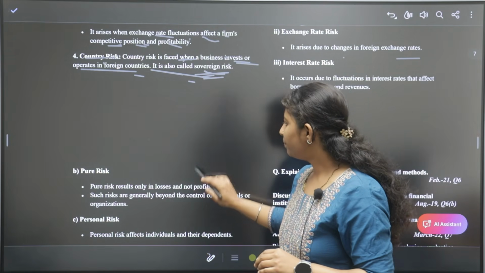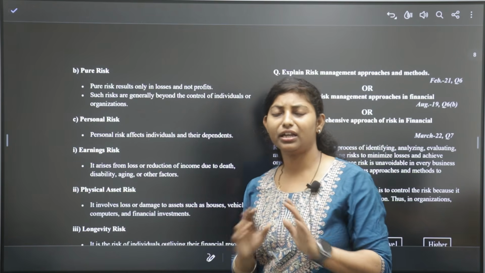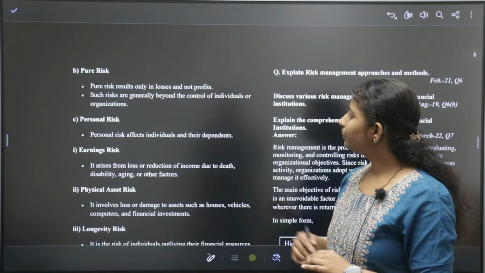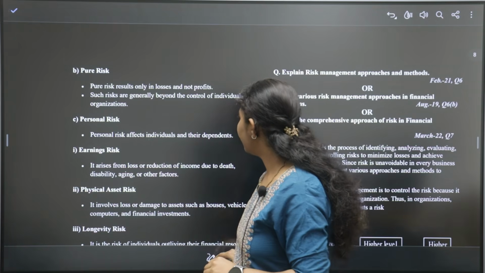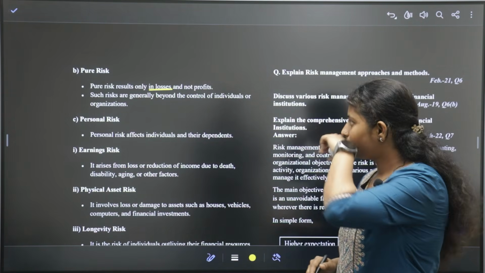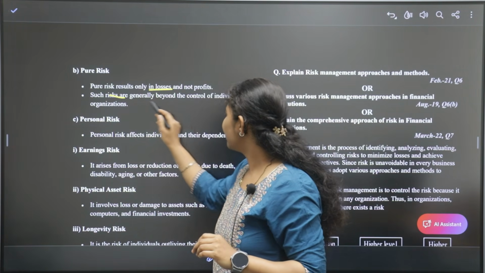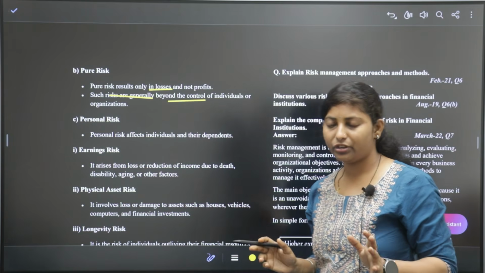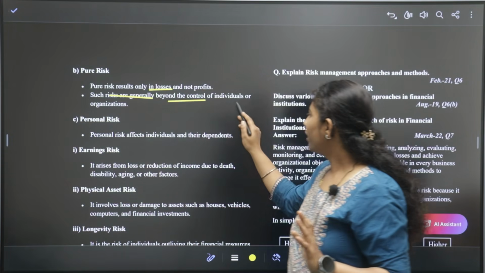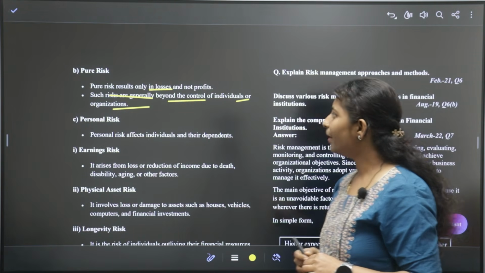Next we have pure risk. Pure risk is nothing but the risk which is unavoidable. It results only in losses, not profits. You cannot control these types of risk. Those risks we say as pure risk. Such risks are generally beyond the control of an individual. We can't control this risk by any individual or any organization. You need to face it. Such risk we say as pure risk.